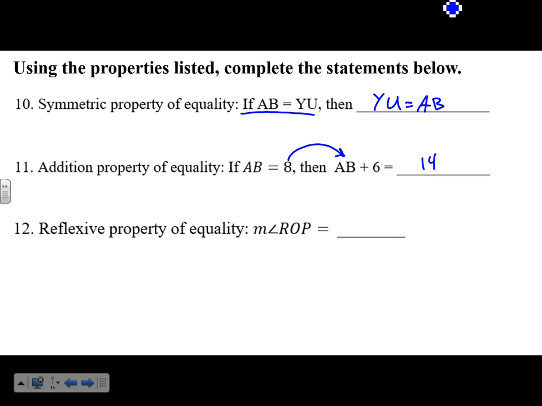Reflexive property of equality. The measurement of angle ROP is equal to the measurement of angle ROP. Reflexive means it's equal to itself.